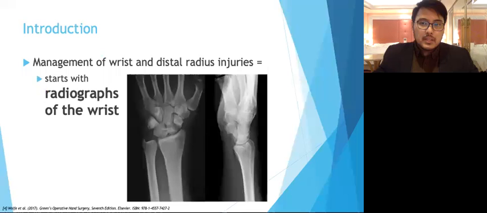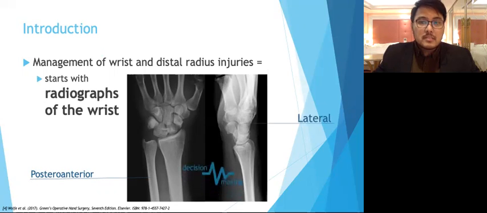Aside from history and PE, the management of wrist injuries starts with an accurate assessment of standard radiographs of the wrist. The standard views include a proper or true posterior anterior projection and the lateral projection. With a significant influence in the decision-making of managing these cases, the measurements of wrist radiographs is crucial in both the clinic and in research.